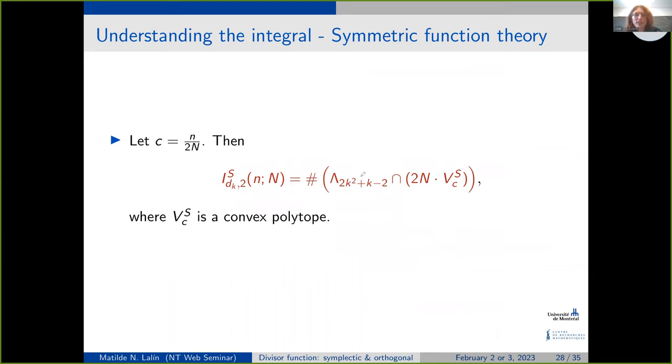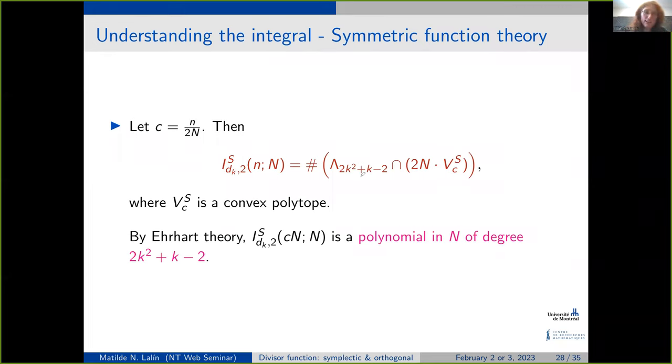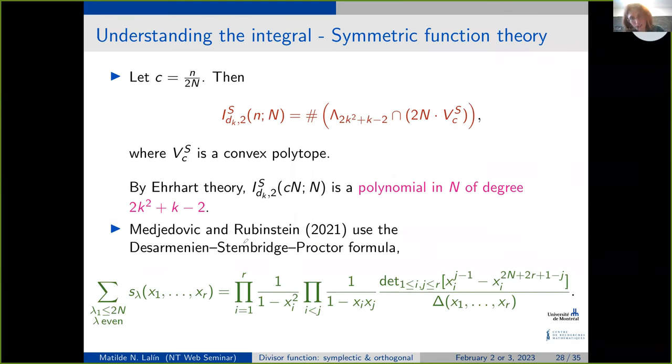And then the counting of semi-standard Young tableaux can be related to counting points in a lattice inside a certain polytope. And then using Ehrhart theory, one can prove that, here I should say the asymptotic, it's not really the integral, but the asymptotic when n goes to infinity ends up being a polynomial of degree 2k squared plus k minus 2. And also the sum over the Schur functions can be used.